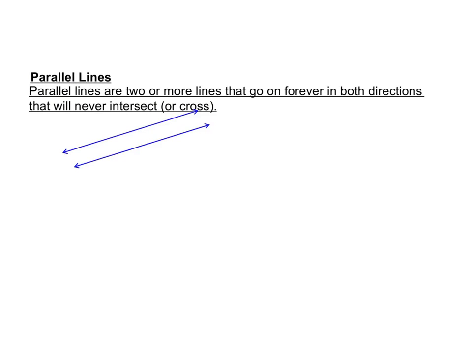The first one is parallel lines. Parallel lines are 2 or more lines that go on forever in both directions and never intersect. They never cross. The space between them remains the same all the time. I tried to draw a couple parallel lines up there so you get a sense of what that looks like.